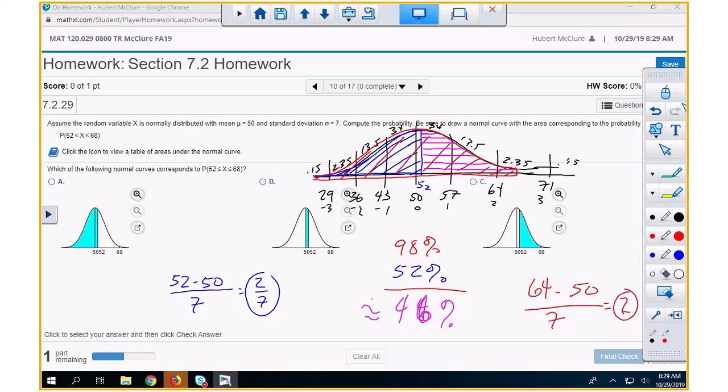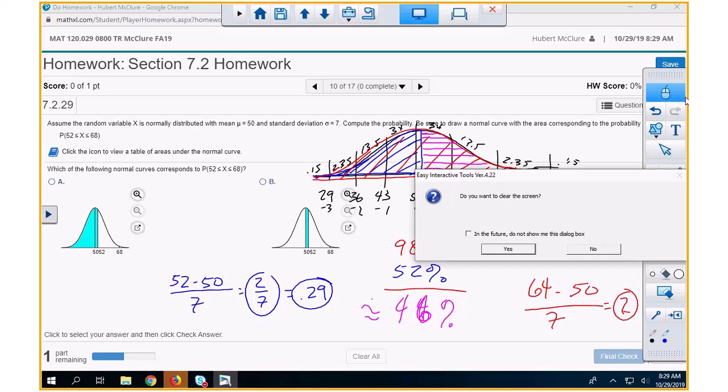So if you have your, and we're going to pull up the table right now. Somebody give me, what is 2 divided by 7? Point what on your calculator? What is it? 0.2857. That'd be 0.29. All right, so let's pull up the table.